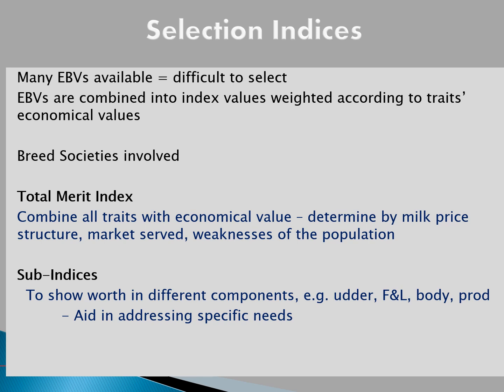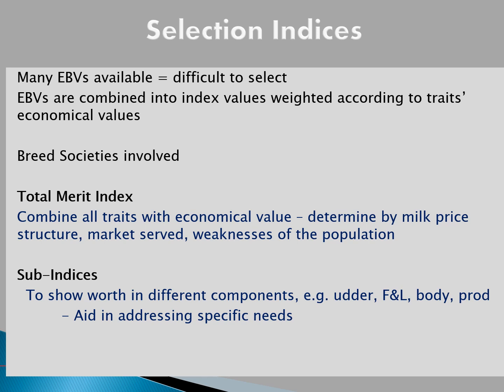Now, in these total merit indices, all the traits are combined into one selection figure using the economical values of the different traits, where the economical values are determined by the milk price structure of the country, the markets being served, as well as the weaknesses of the population. It is therefore not a good idea to use another country's total merit indices for bull selection, as it's not applicable to our own country's marketing situation or weaknesses of our population.